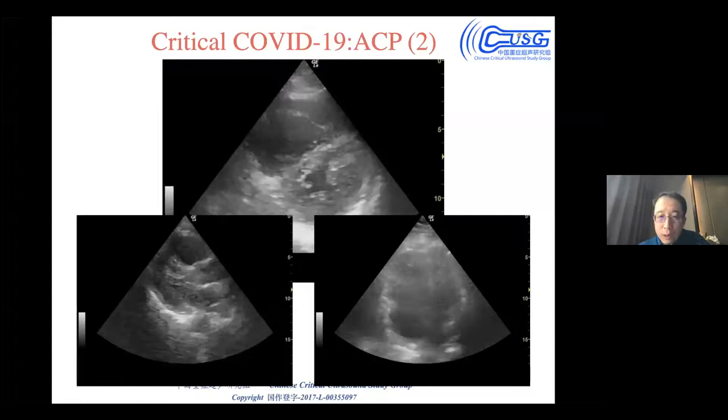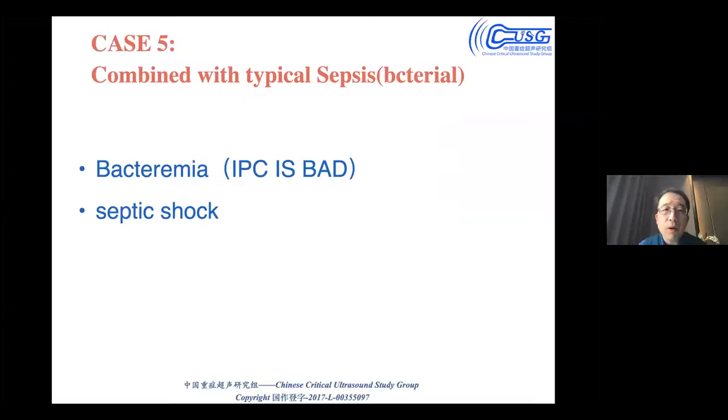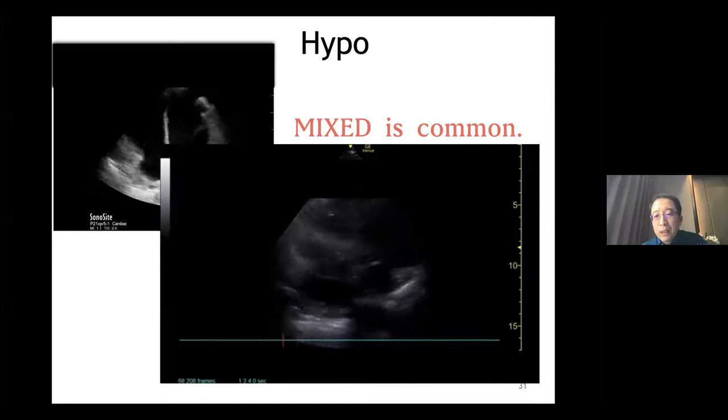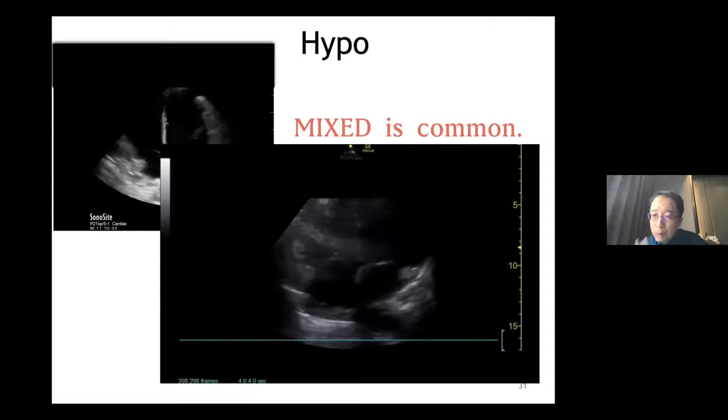And there's case five, combined with typical sepsis and bacteremia. But I want to tell everyone, in this region, infection prevention and control is often bad. So the patient got a bacteremia and a septic shock, and you can see a hypodynamic state. Totally, the heart movement is very weak.